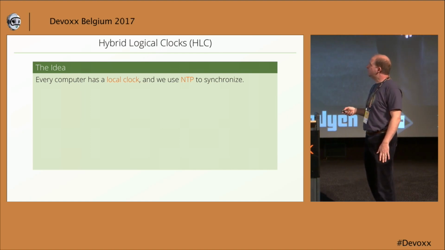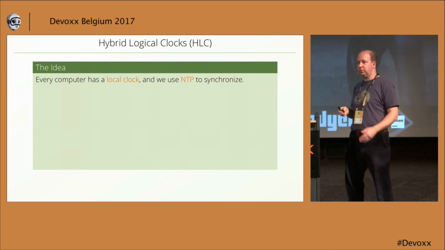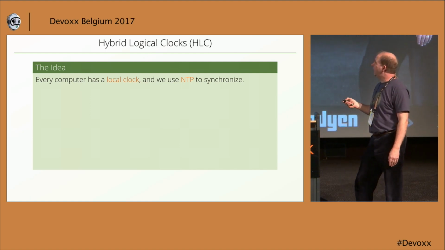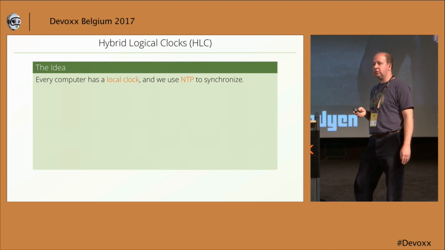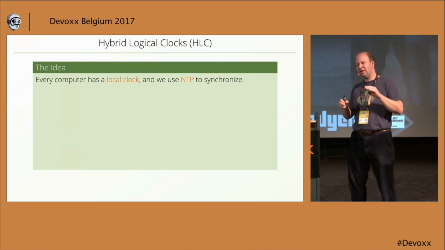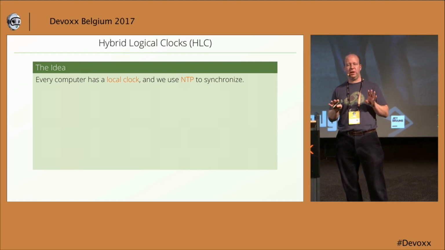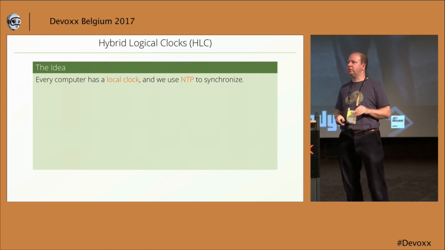Now, what you do is that you put a local clock in each computer. This is no problem. This is there, a real-time clock. And you use network time protocol to synchronize them. So you can say, well, the difference between the clocks is not too huge. You might even be able to bound it by a fixed value.